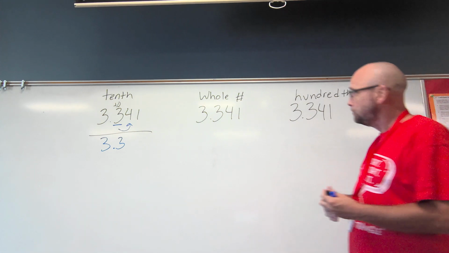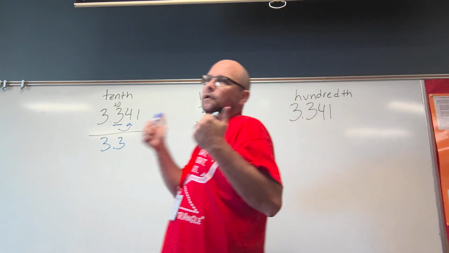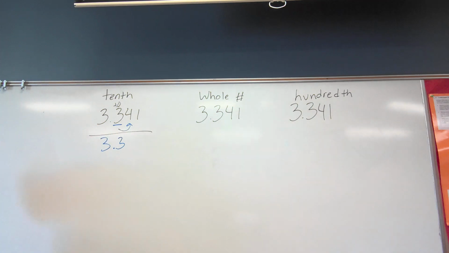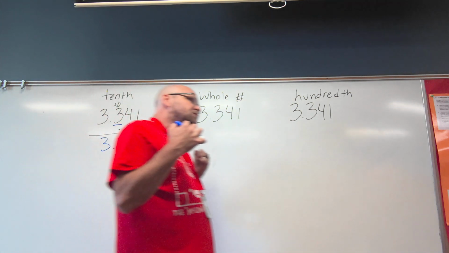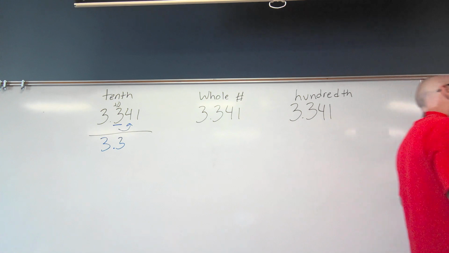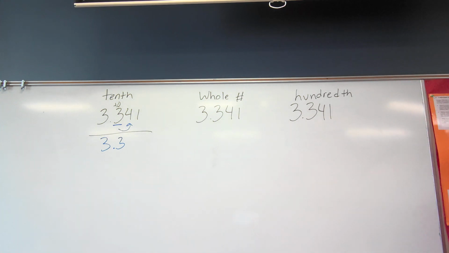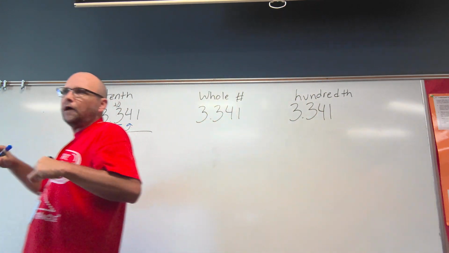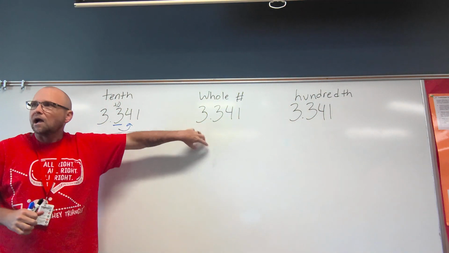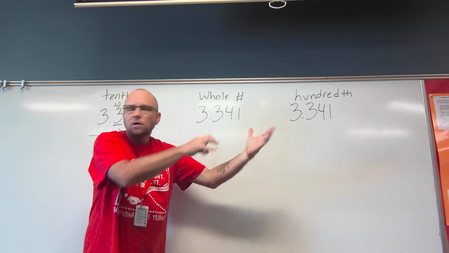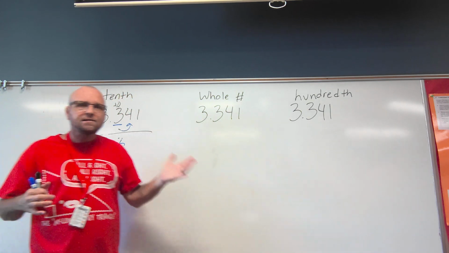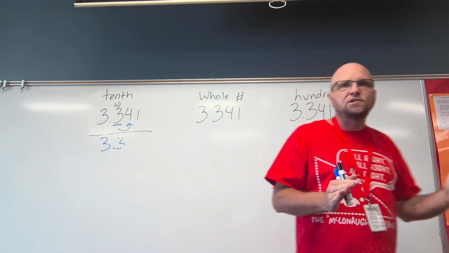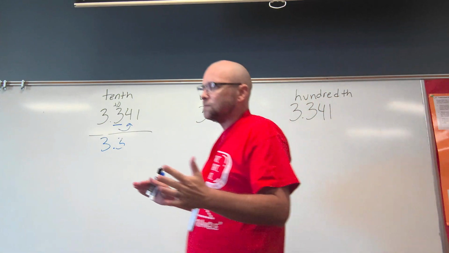Good. The next one, we're rounding to the nearest whole number. This is where I get lots of questions. When we're rounding to the nearest whole number, what place value is going to be the whole number? The ones place, because everything in front of the decimal point is a whole. We have 3 wholes and then some parts of a whole. So when it says nearest whole number, the place you're rounding to is the ones place.